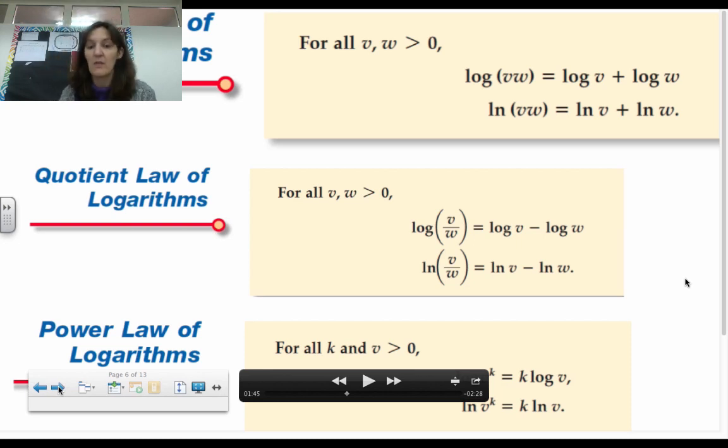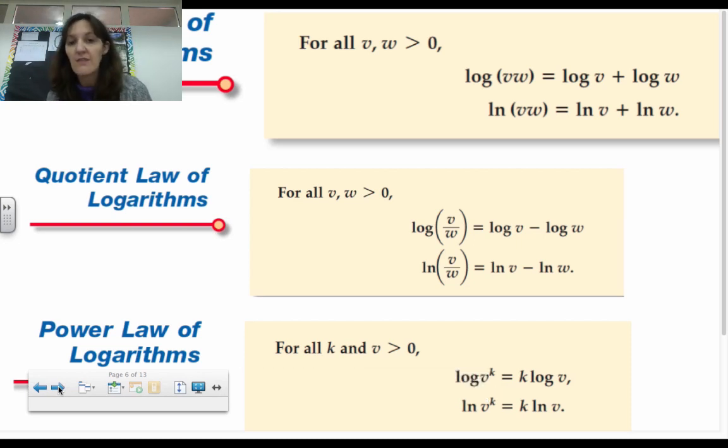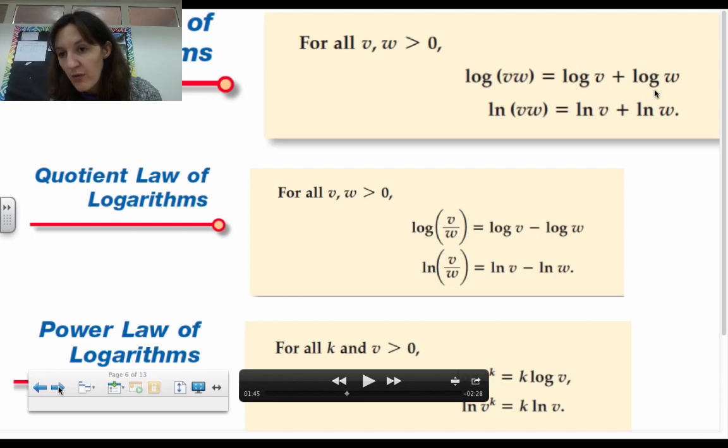Properties of logs. We're going to talk about these extensively. So the very top one, we say for all v and w greater than 0, the log of v times w is the same thing as the log of v plus log of w. Notice the same thing works for ln. Now, we're actually going to work backwards most of the time. We'll say, if we can add these together, then I can change it to a single log and multiply the insides together. These are rules you need to make sure you memorize.